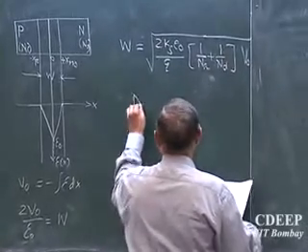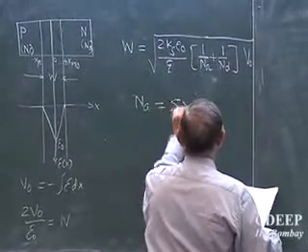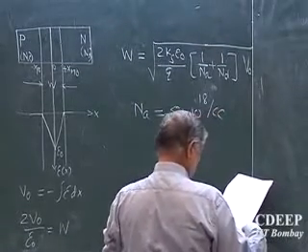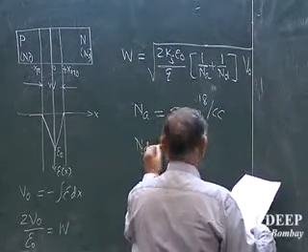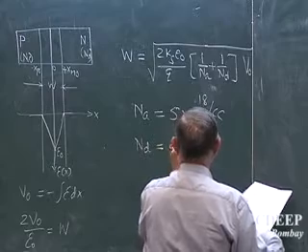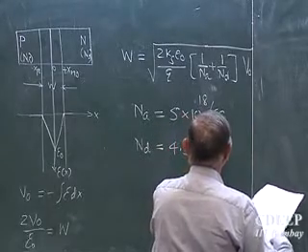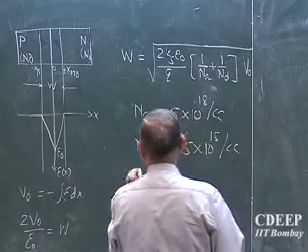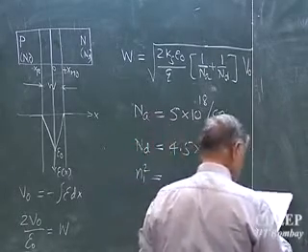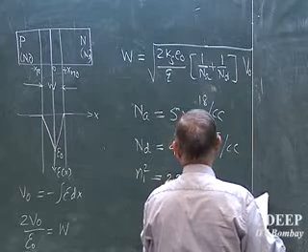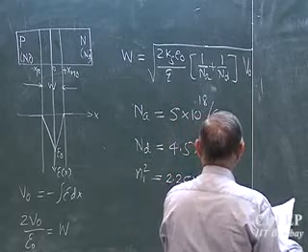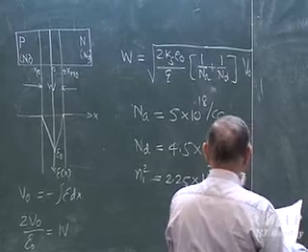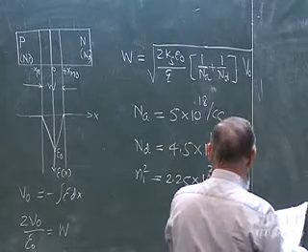given that for this PN junction NA is 5 into 10 to the power 18 per cc, then ND given to us is 4.5 into 10 to the power 15 per cc, and of course as usual ni square at T equal to 300 degrees Kelvin is 2.25 into 10 to the power 20 per square cc. This is the square of that.